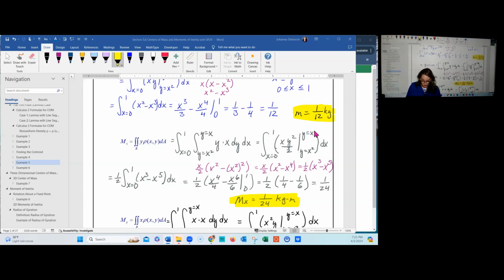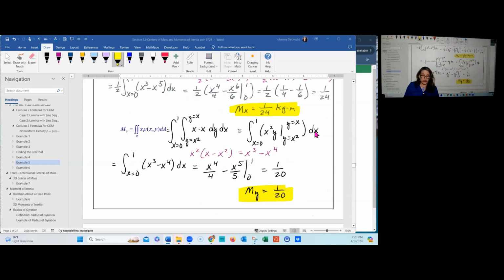And then we compute the moment in the y direction by multiplying the density function, which is x, by the coordinate, or by the variable x, which gives us x squared for the integrand. And when I integrate with respect to y, I get x squared y, evaluated between x squared and x, which gives me x cubed minus x to the 4th for the new integrand.